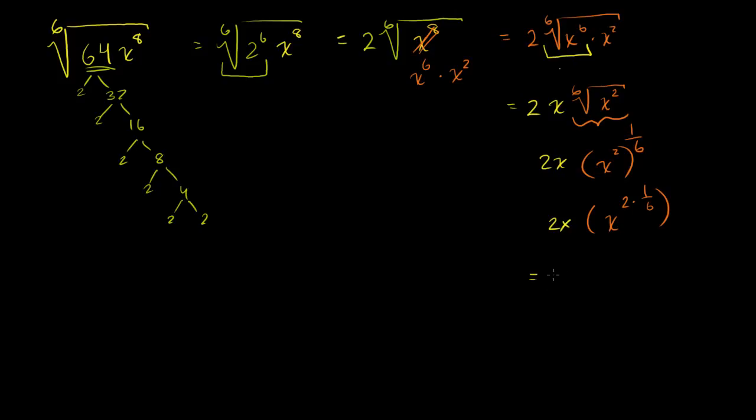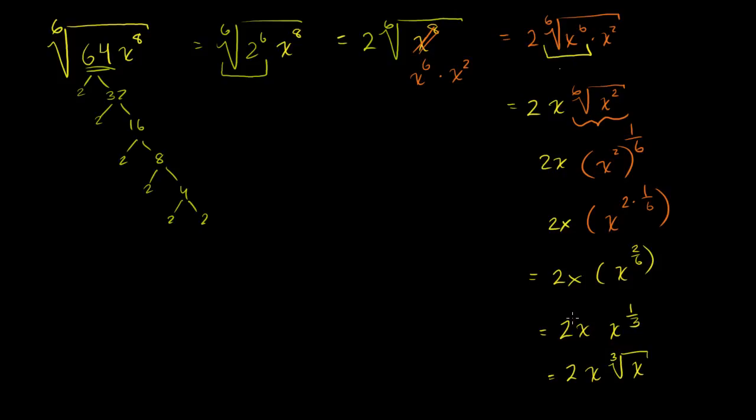And this is the same thing as 2x times x to the 2/6. Or if we want to write that in lowest terms, you get 2x times x to the 1/3. So if you want to write it in radical form, you could write this as equal to 2x times the 3rd root of x.